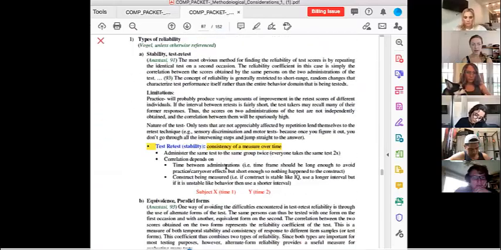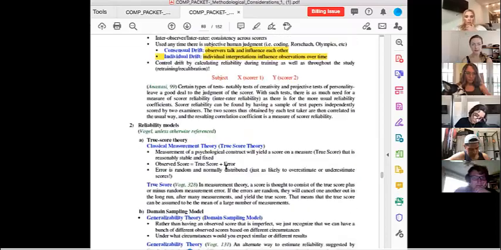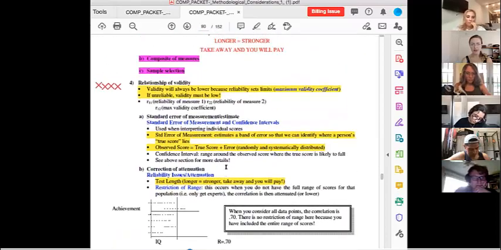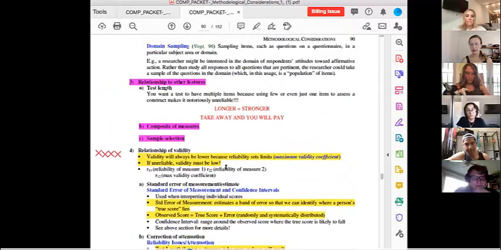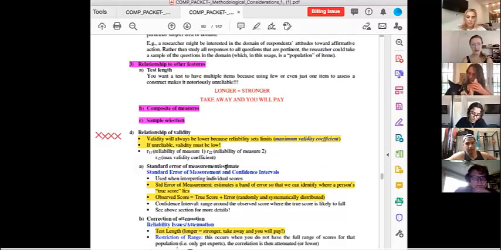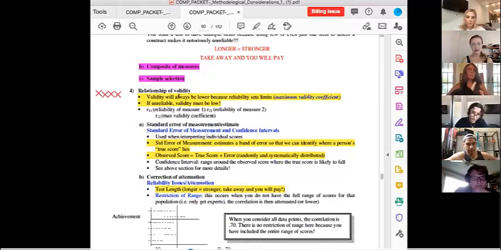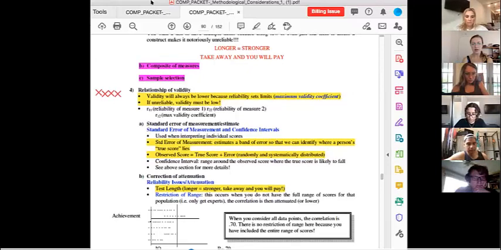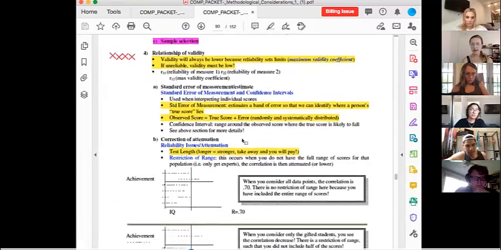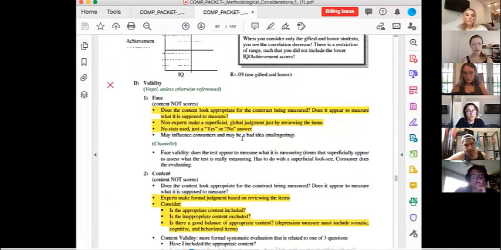Back to reliability again, all the different types. Are y'all getting a feel for reliability, validity, types of research designs, things like that? Here we go. Validity will always be lower because reliability sets the limits. This is called the maximum validity coefficient. If unreliable, validity must be low. There are definitely multiple standard ways of asking questions about that.